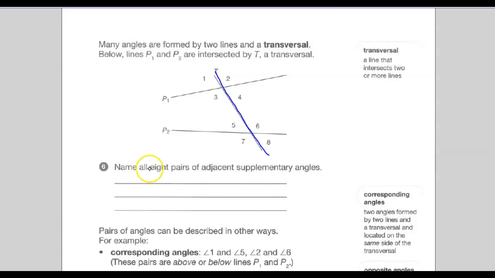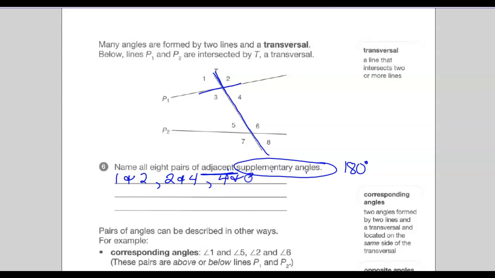So it says name all 8 pairs of adjacent supplementary angles. So remember, supplementary add to 180, and they have to be adjacent. So basically in each crisscross here, we would have 1 and 2, 2 and 4, 4 and 3, 3 and 1. I'm just kind of going around the circle. Then here in the next one, 5 and 6, 6 and 8, 8 and 7, 7 and 5.